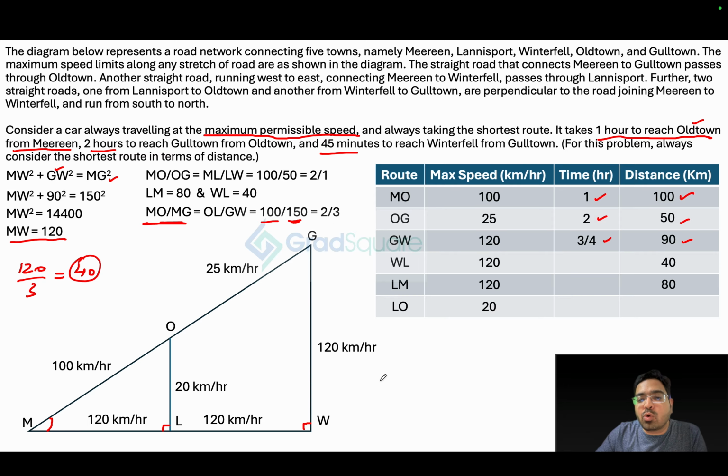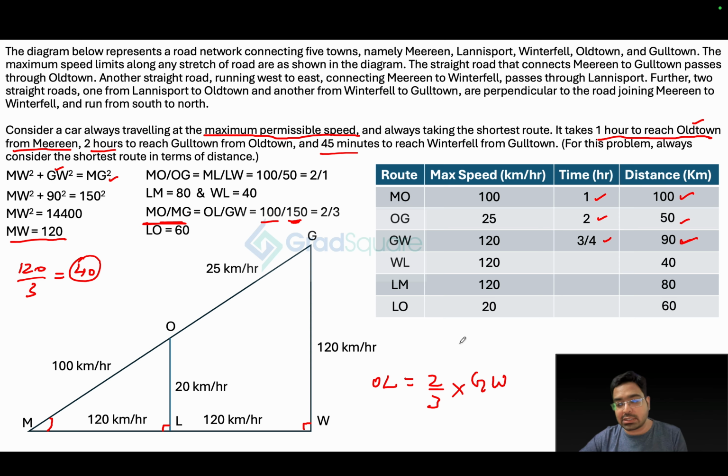So what will be OL? OL will turn out to be 2/3 of GW. And GW is something that we already know, which is 90. So 2/3 of 90 will give me the length of OL. So OL will then turn out to be 60. Let's fill in this table as well with a 60 as the length of LO. So this is the data that we have been able to calculate with the help of whatever was given to us, right? Now beyond this, specific questions need to be looked at to answer those questions.